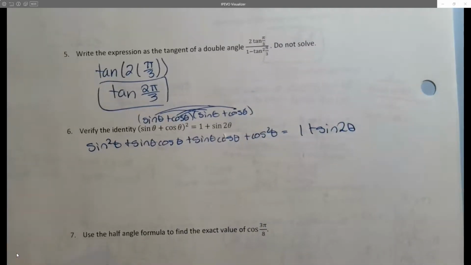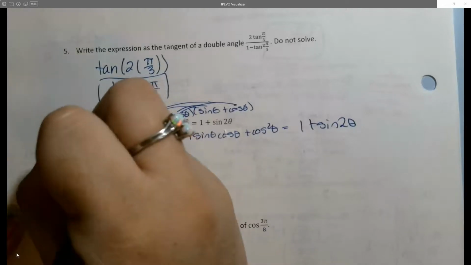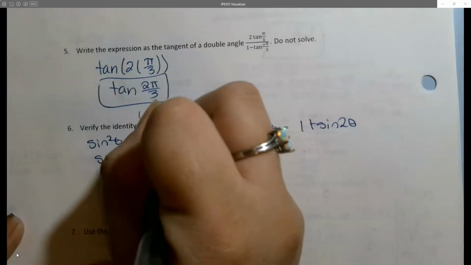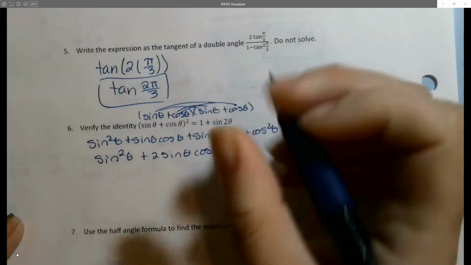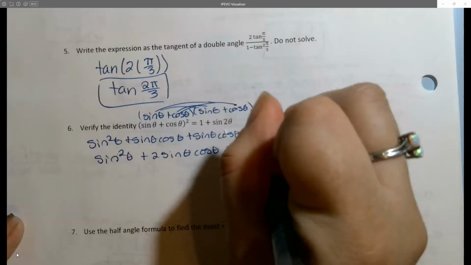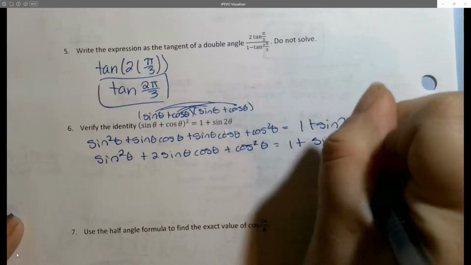On the left side, I can go ahead and combine like terms. I have two of the same term in the middle. So I'm going to have sine squared theta plus 2 sine theta cosine theta plus cosine squared theta equals the 1 plus sine double angle.